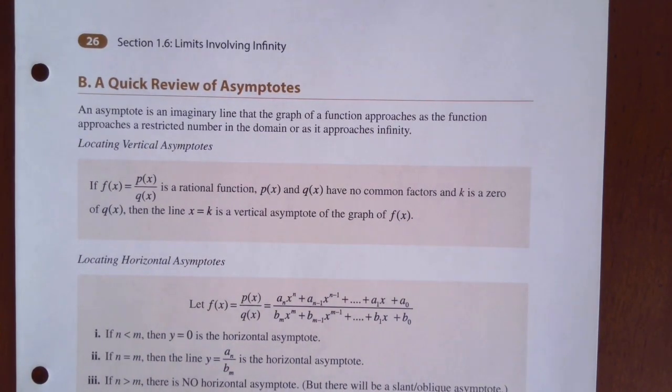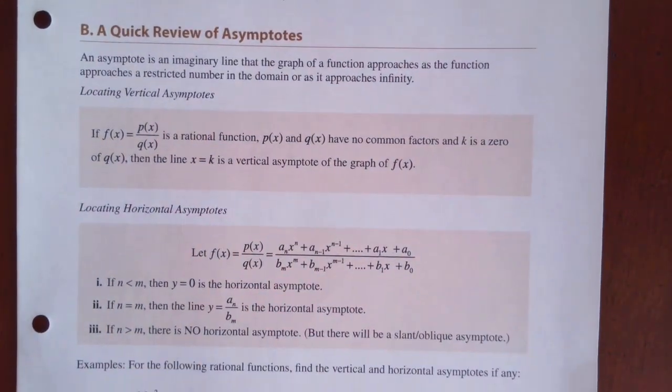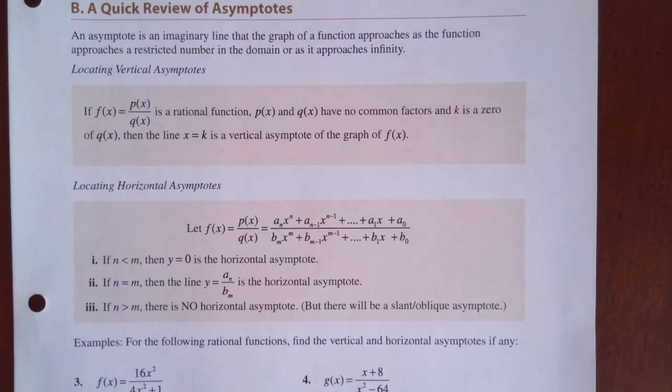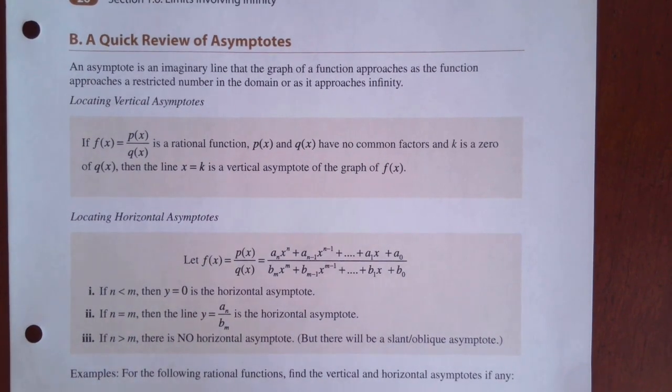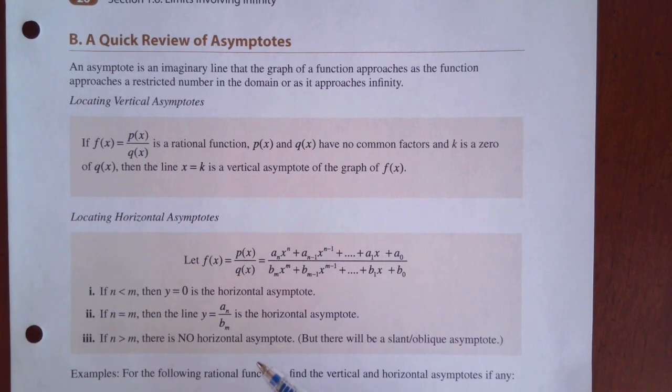Since we're now looking at asymptotes, we're going to do a quick review of how you find asymptotes algebraically. We did this in Algebra 2 probably, and if you had Math 1103 or Math 1100, we do this in all of those classes. Hopefully you remember how to find asymptotes. We have vertical asymptotes and horizontal asymptotes.